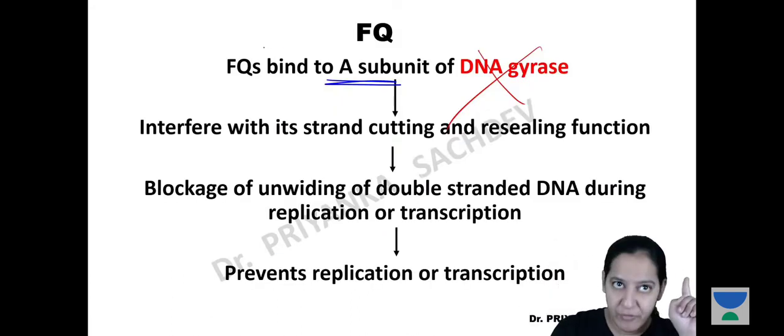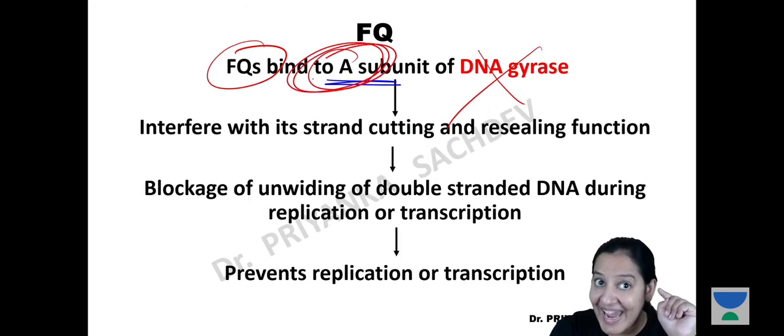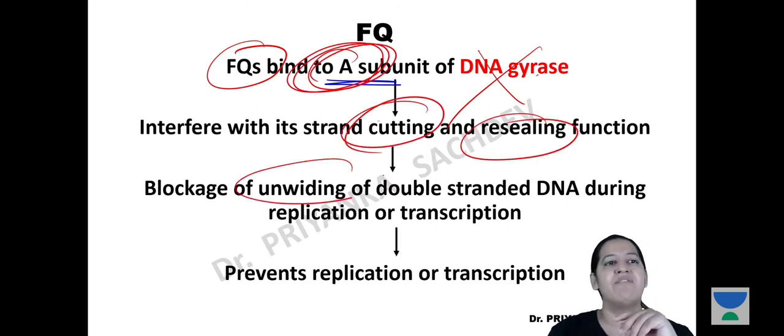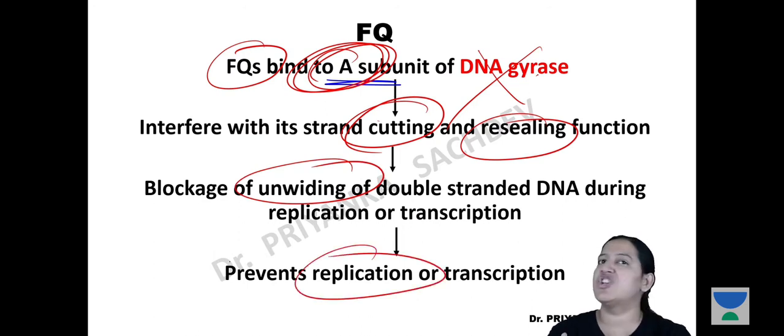So fluoroquinolones inhibit subunit A of DNA gyrase. So cutting and resealing function will not take place. So unwinding will not take place. So DNA duplication will not take place.